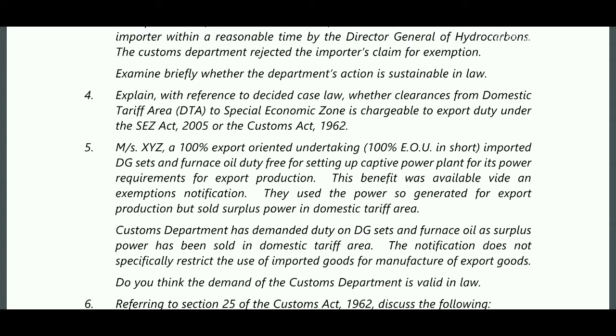So therefore it has been held that there should be no duty imposed on the sale made to domestic tariff area. This has been held in the case of Commissioner versus Hanil Era Textile Limited 2005 by the Supreme Court.